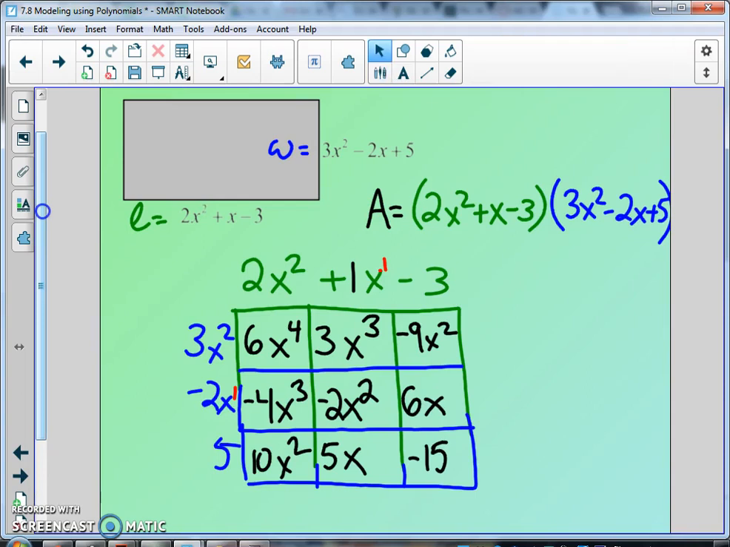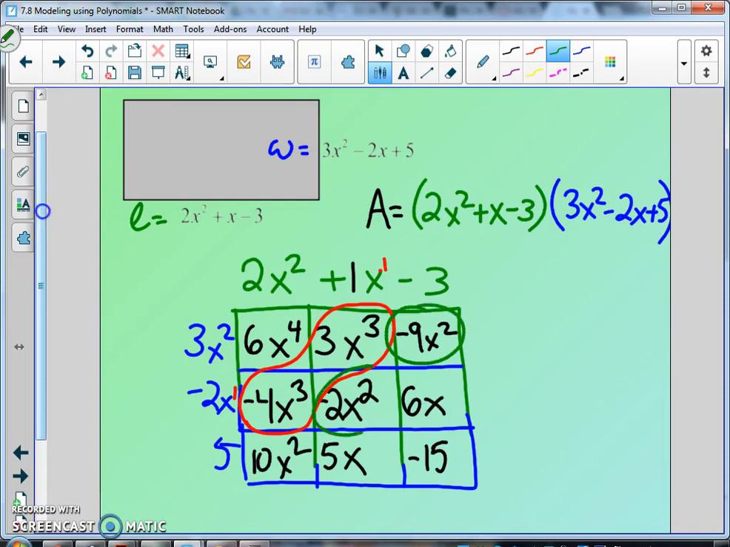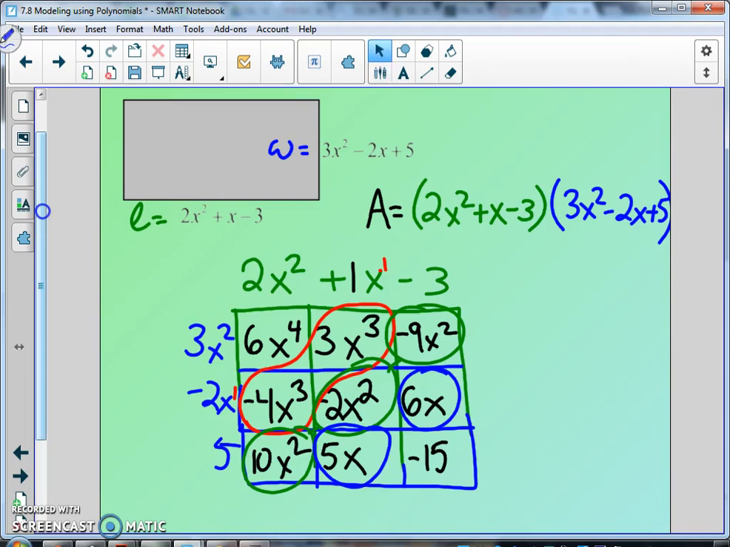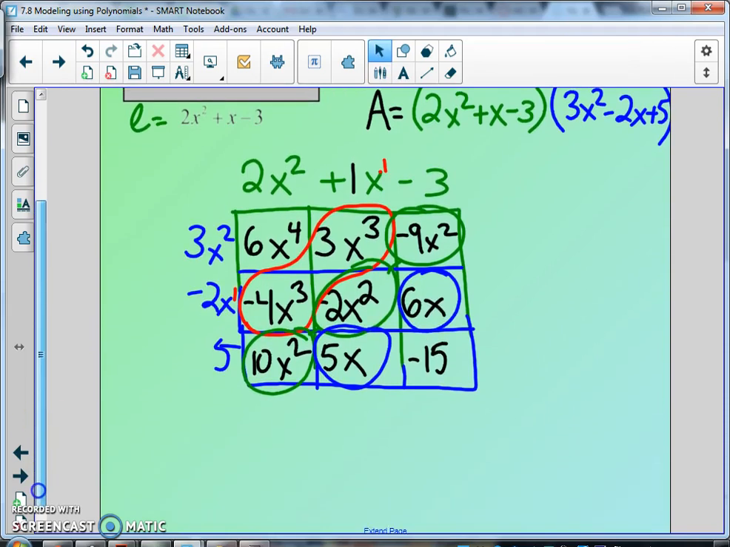At this point, now I'm going to try to find my like terms. Looking at diagonals, I see that I have a like term right here. Negative 4x cubed and 3x cubed can be combined. I'll then look at my other diagonals and I see negative 9x squared, negative 2x squared, and positive 10x squared. So I can combine those as well. I yet have even another set of like terms, and that is going to be my 6x and my 5x. With that in mind, I can go ahead and add these together.